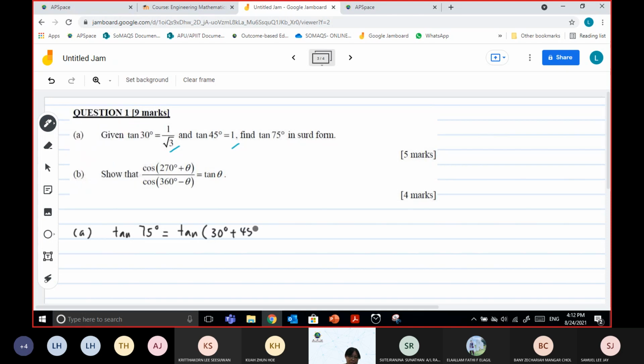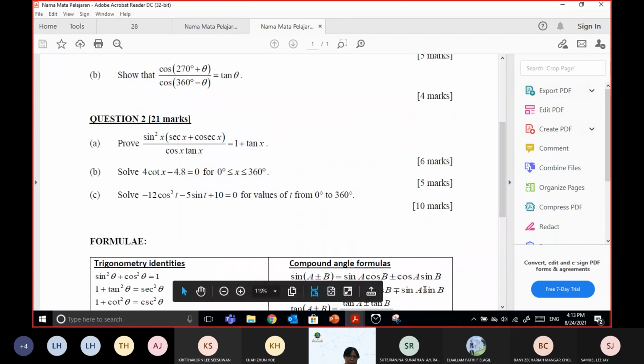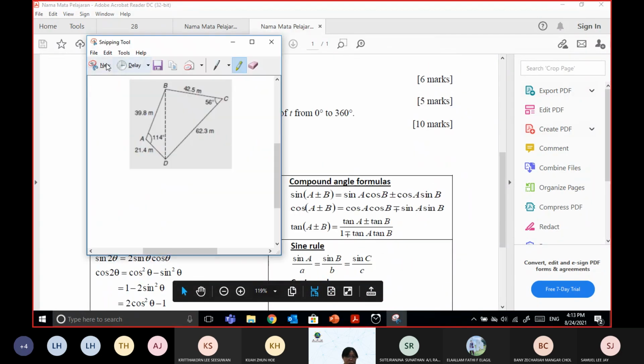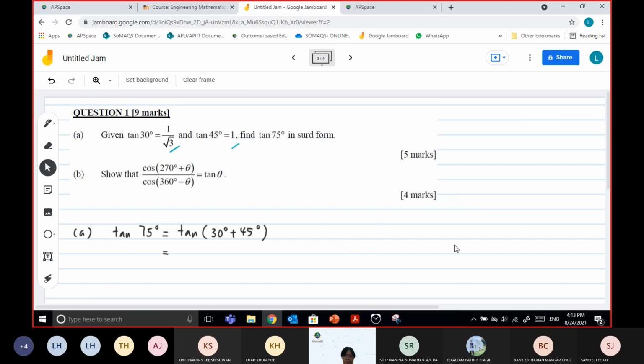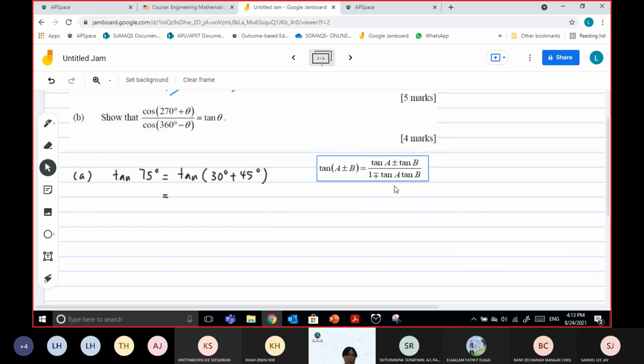So that means 30 degrees plus 45 degrees, and remember we can apply the formula for tangent. This is the formula that we apply. At the top will be tangent 30 degrees, and since this is plus, at the top is plus tangent 45. For the bottom, it should be 1 minus, because the operation at the bottom is the opposite of the top. So on the left is a plus, then on the right hand side, the top is plus, the bottom we use minus: minus tangent 30 tangent 45.